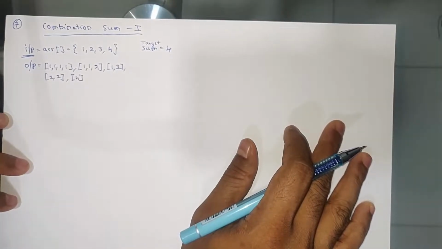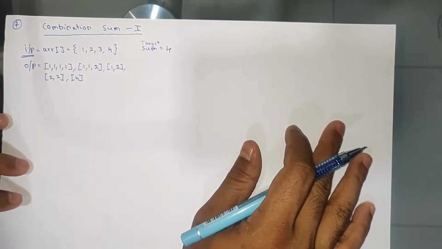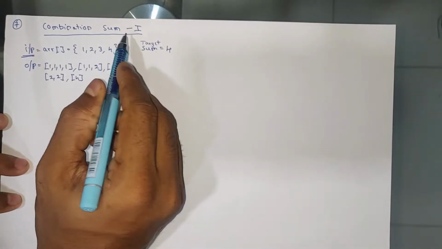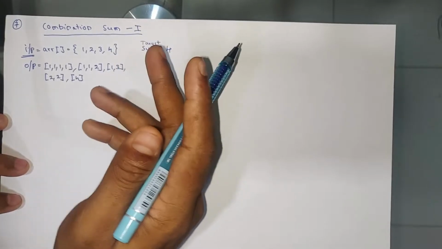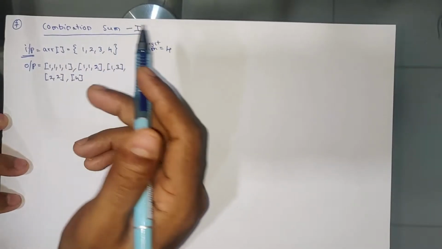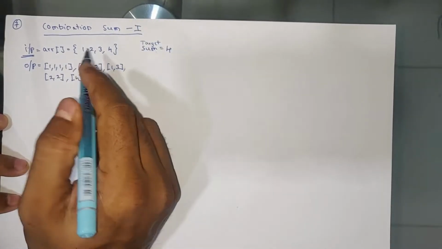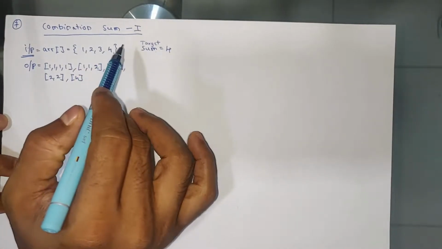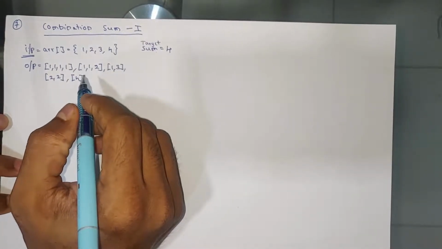So today we'll be discussing an interesting problem statement. It says combination sum 1. So it is type 1. We have two types of this. I can say we have two variations of this problem statement. So this is the first variation, right?